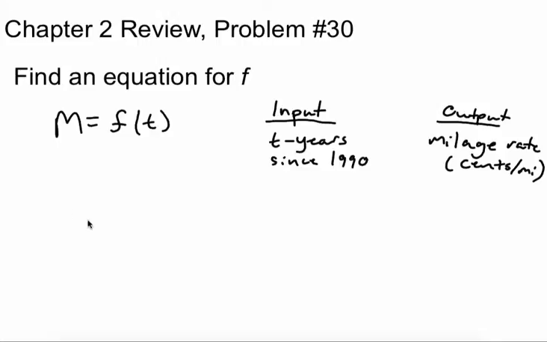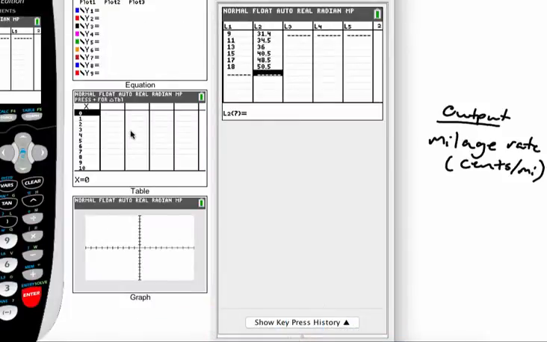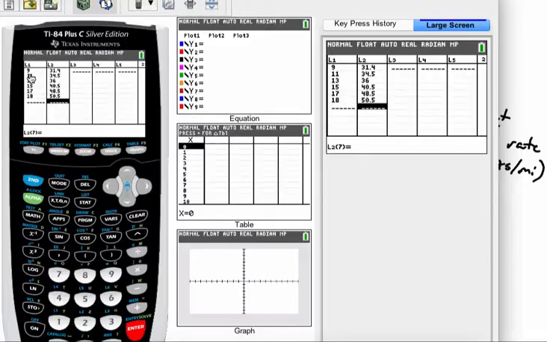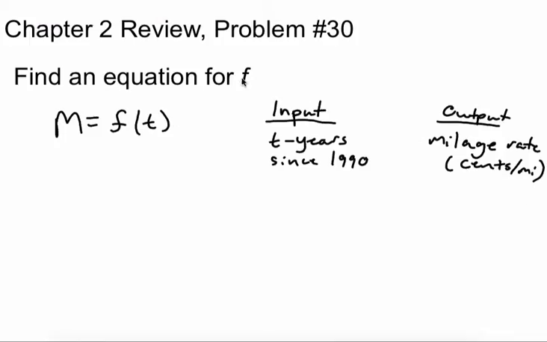I'm expecting at this point that you have table 74 in front of you, and let me pull up my calculator. I've already inserted the data. So 9 for 1999, 11 for 2001, 2003 is 13, etc. These are the number of years since 1990, and here are all the corresponding mileage rates. So the first question is, find an equation for f of t.